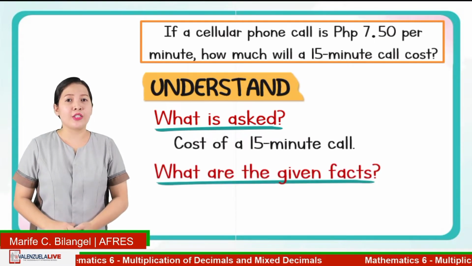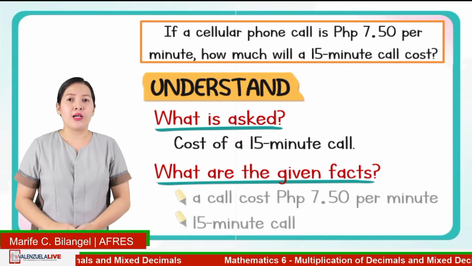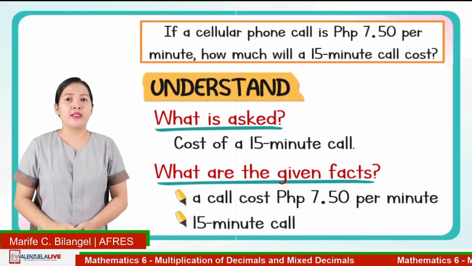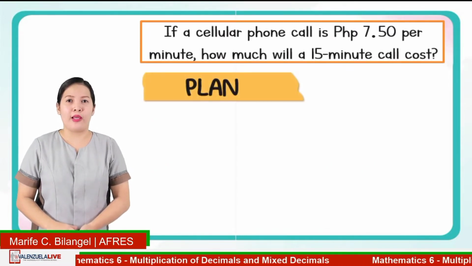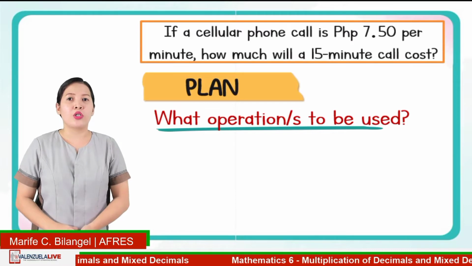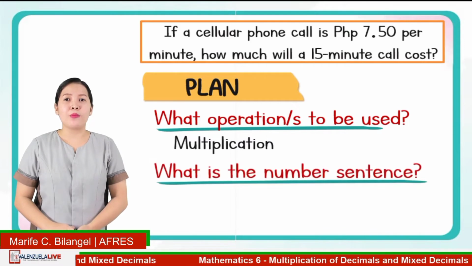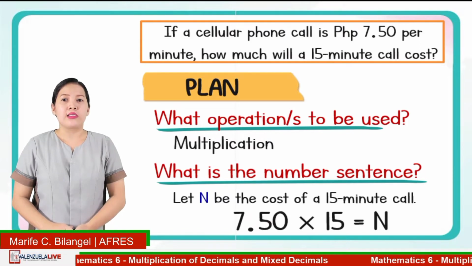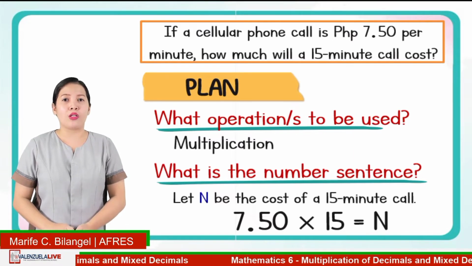Then let us identify the given facts of this problem. So the facts of the problem are a call costs 7 pesos and 50 centavos per minute and a 15-minute call. Now, let's plan how to solve this problem. Let us identify the operations to be used in the problem. So the operation needed to solve the problem is multiplication. Then the number sentence: let n be the cost of a 15-minute call. 7 pesos and 50 centavos times 15 is equal to n.